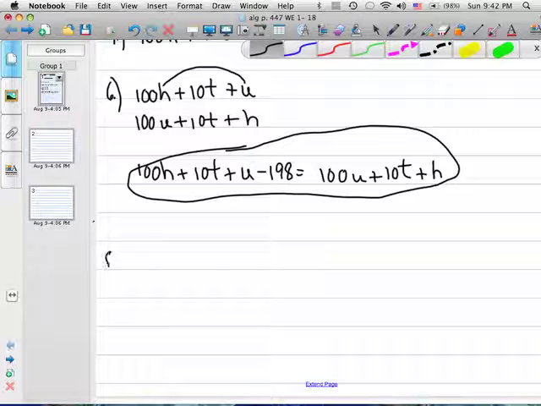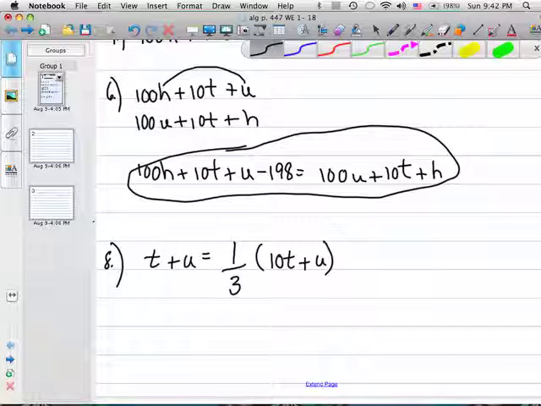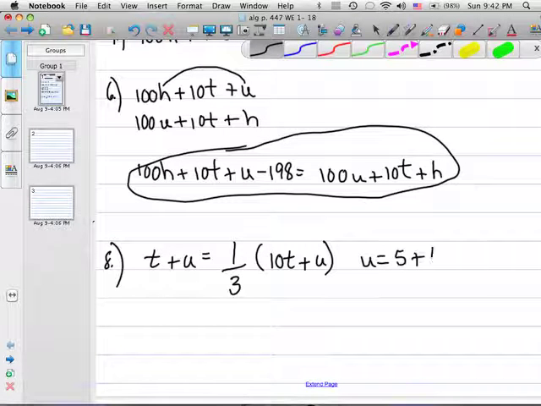Problem number 8. Solve each of the following problems using two-digit numbers. The sum of the digits of a two-digit number would be T plus U. It is 1/3 the number. 1/3 the number would be the value of the number, 10T plus U. It also says the units digit is 5 more than the tens.